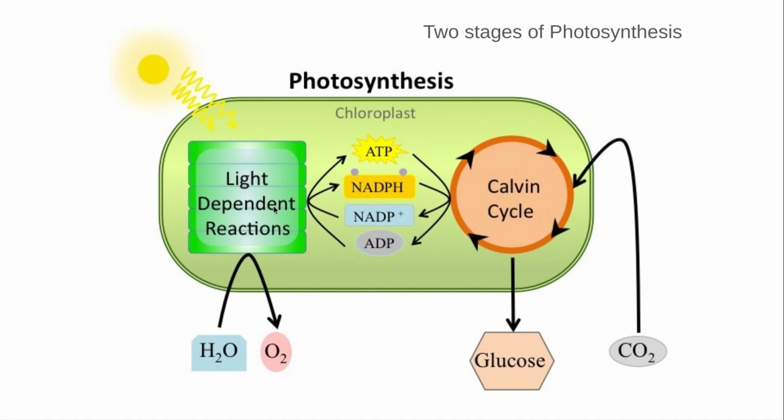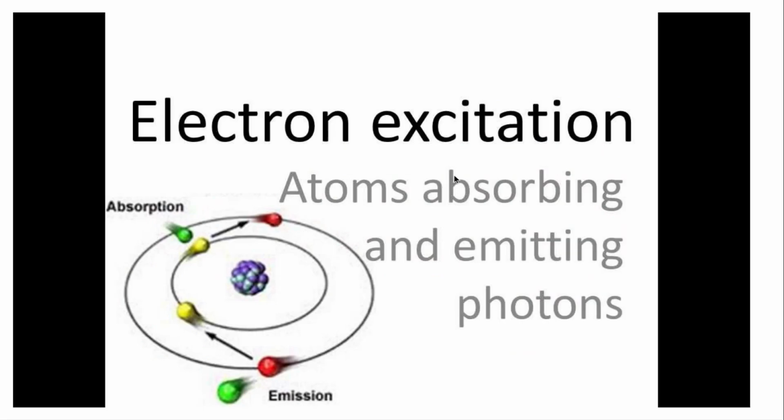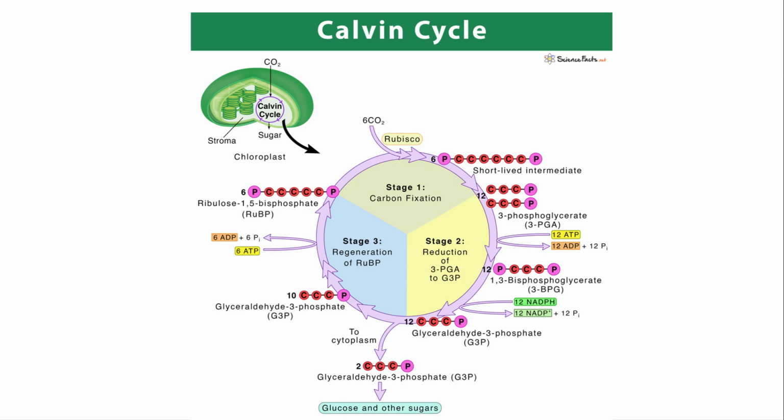And then the product of the light dependent reaction is ATP and NADPH, and those are the things that are running the Calvin cycle. And we saw how carbon dioxide is entering here in the Calvin cycle step, and how in the first step the breakdown of water is releasing oxygen.